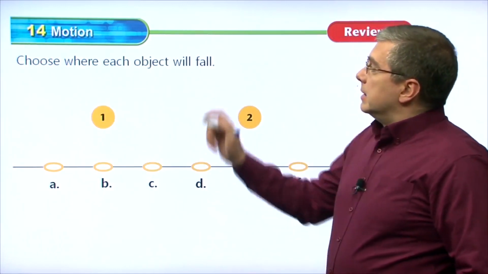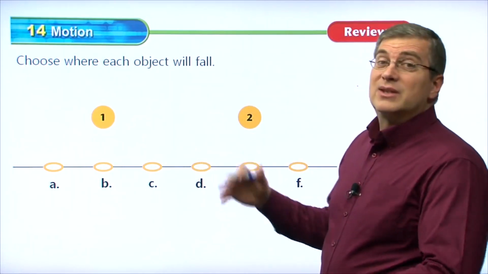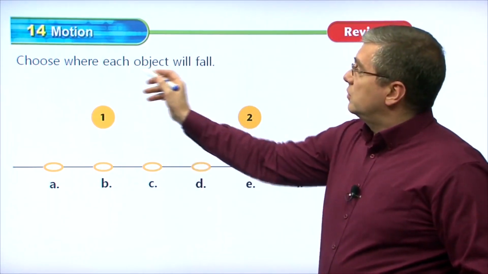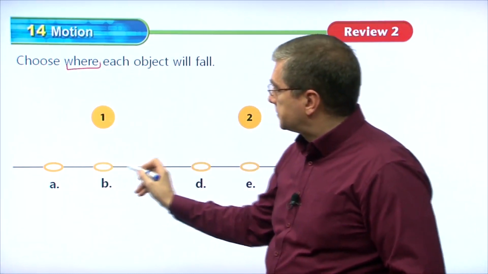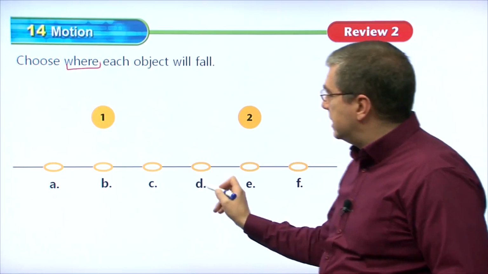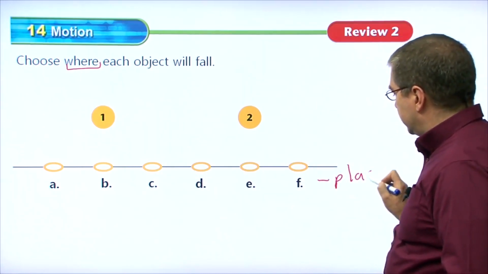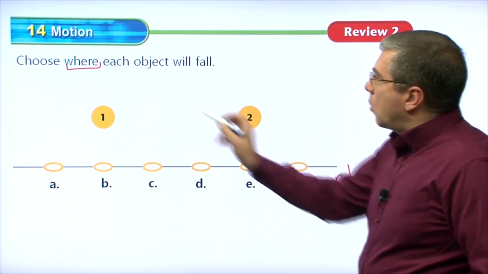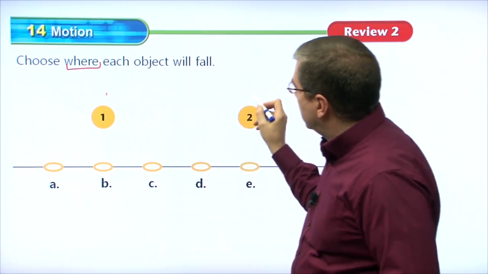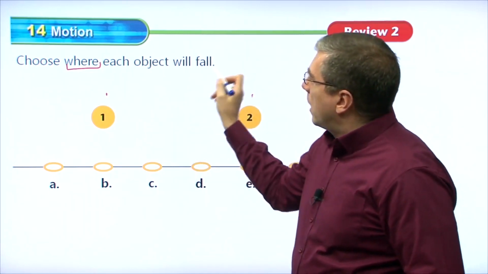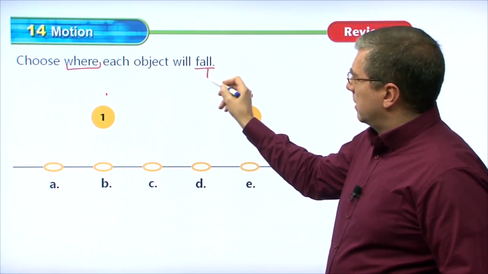Okay, now we have an interesting exercise here. Don't be confused. I will explain this to you. Choose where. We have to choose where here. We have A, B, C, D, E, or F. These are all places, right? These are places. They are where each object, here's one object, right? This is our first object. This is our second object. Where each object will fall. Remember, we're talking about gravity.